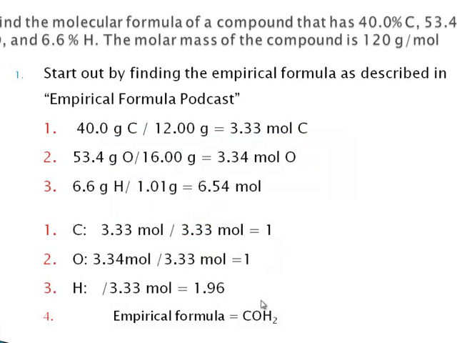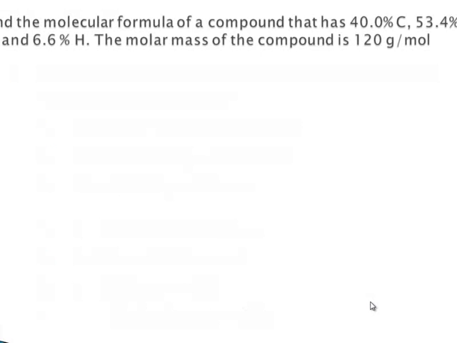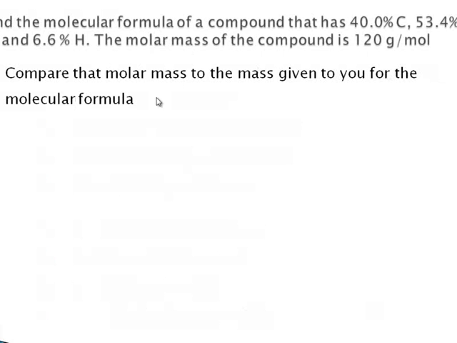Okay, so that gives us an empirical formula. This is pretty much a whole number ratio, 1, 1, and 2, so COH2. That's our empirical formula. Now what we want to do is find the molecular formula. We're going to compare the molar mass for the empirical formula to the molar mass of the molecular formula.